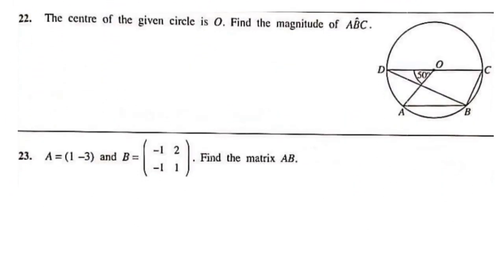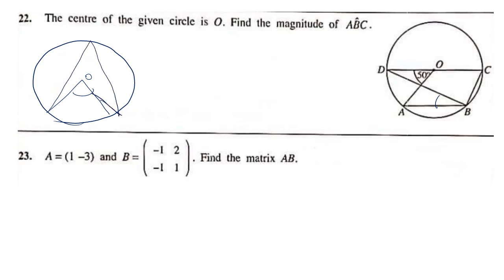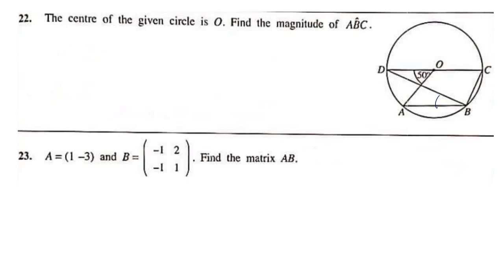And here the center of the given circle is O. Find the magnitude of ABC. ABC, this angle, right? So this is a very simple thing. You have to apply this theorem here. The angle subtended at the center is double the angle subtended at the circle. So I'll draw it again with something like this.